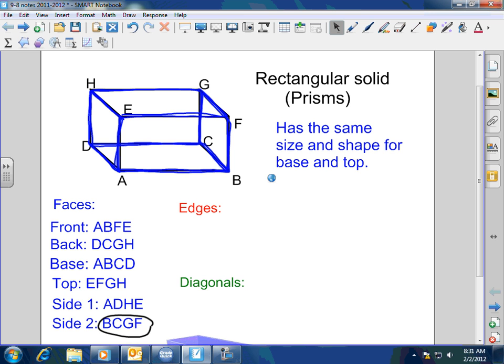Are they ever going to show this figure slanted or tilted? Not in this particular case because we're dealing with a rectangular solid. If we were talking about a slanted figure, that's later on.